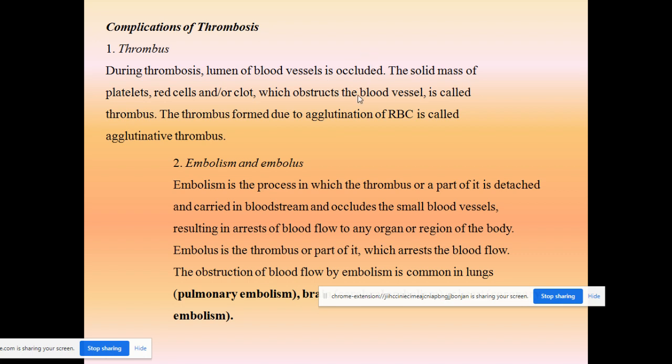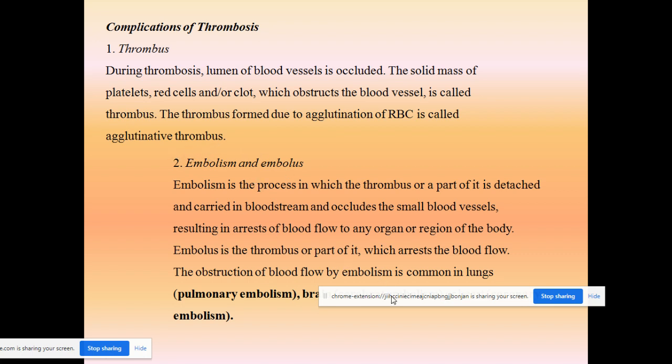So this solid mass of platelets, red cells and the clot which obstructs the blood vessel is called the thrombus. This thrombus completely blocks the blood vessel and stays in one place. Sometimes it will get detached from that place, enter the circulation and go and block some other vessel. Okay, so when it is formed due to agglutination of RBC, it is called the agglutinative thrombus.